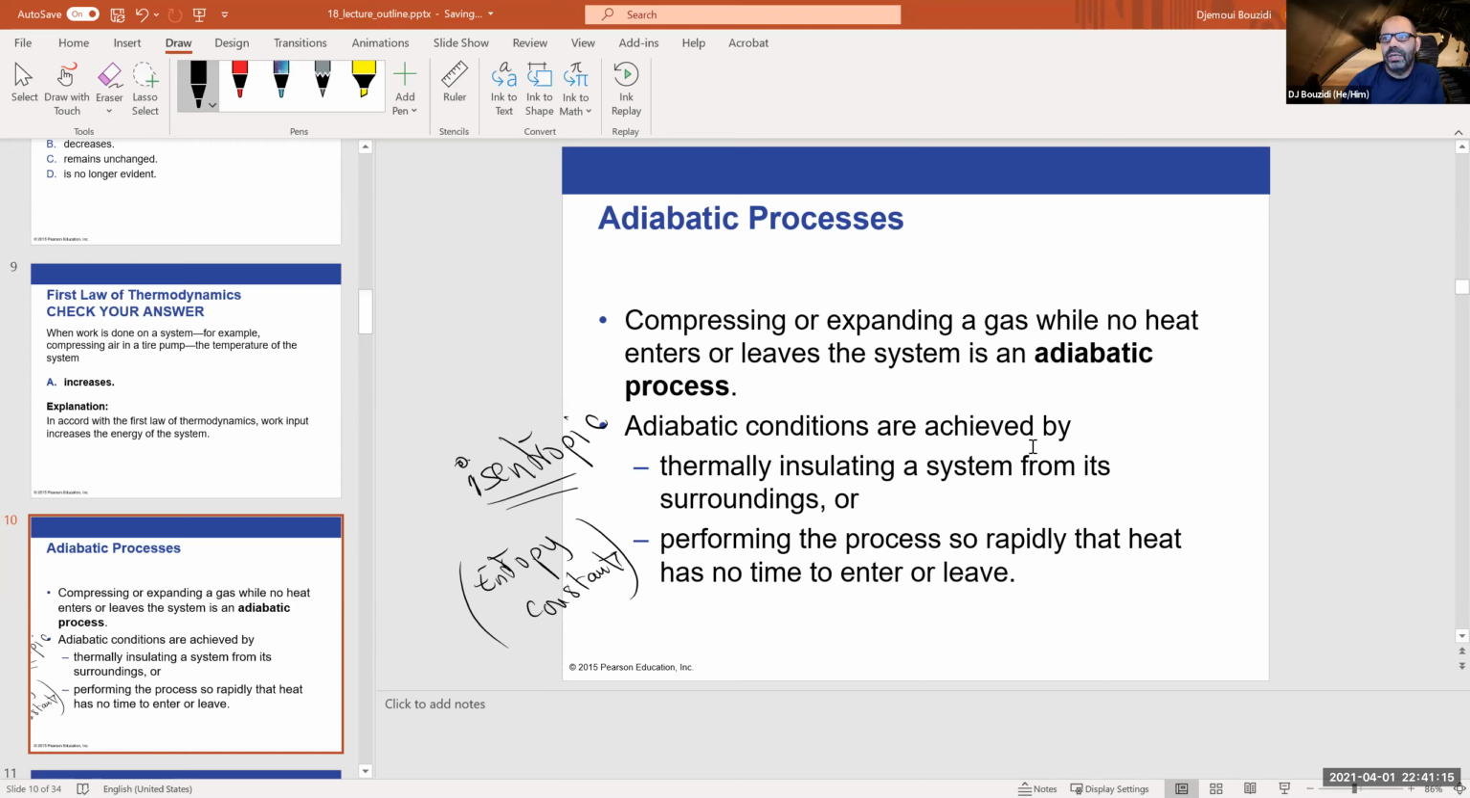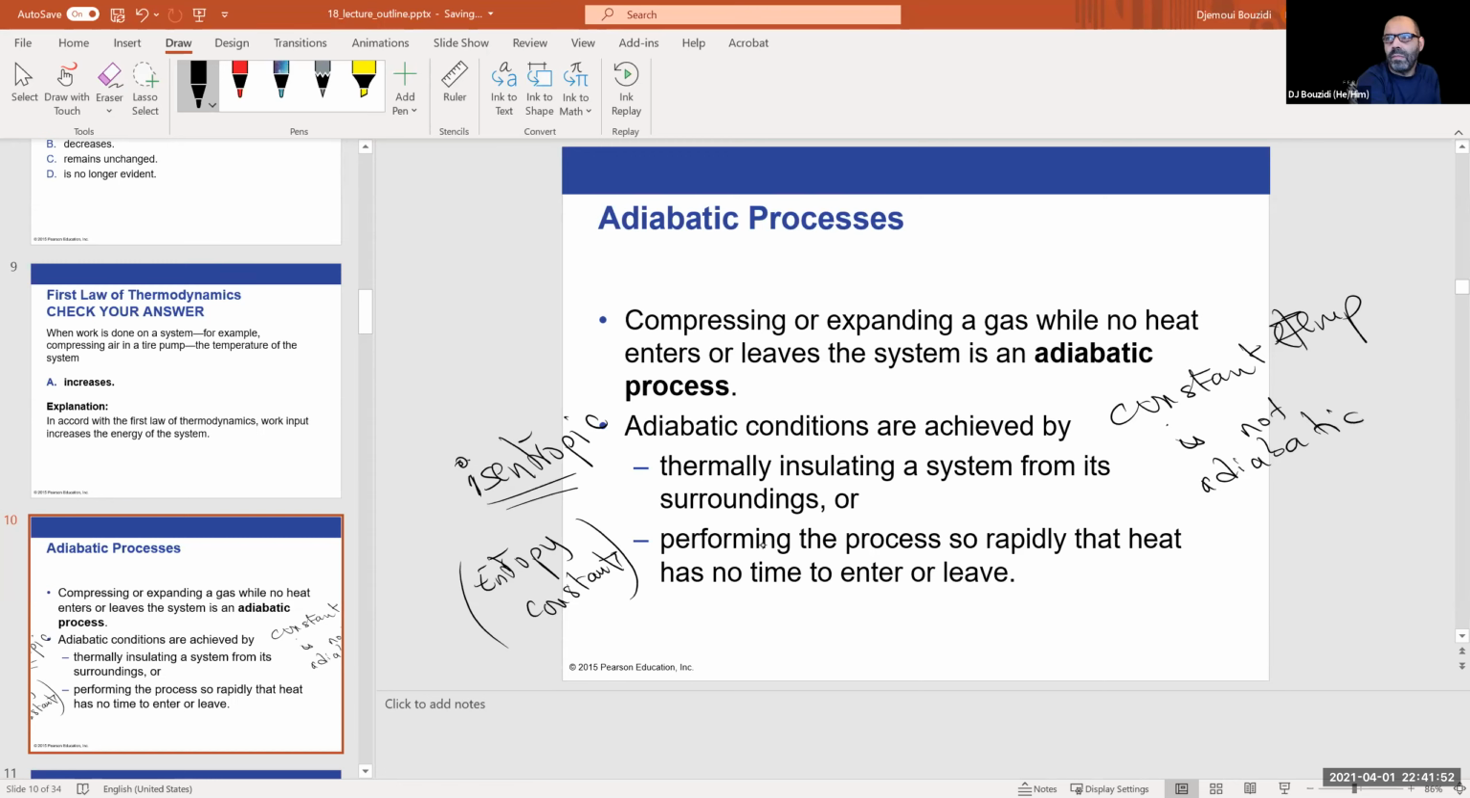So adiabatic conditions are achieved by thermally insulating a system from its surroundings, or performing the process so rapidly that heat has no time to enter or leave the system. Those are the two ways. Either you seal it completely, wrap it in a blanket and do it, or do it rapidly. Now here is the thing. Do not confuse the two. Constant temperature is not necessarily an adiabatic process.